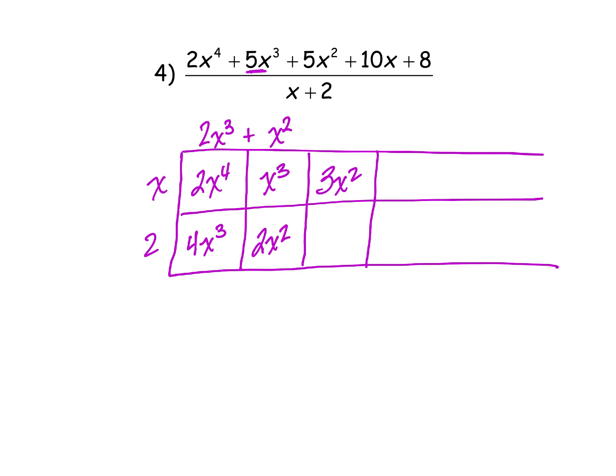And what do I multiply x by to get 3x squared? Plus 3x. And 3x times 2 is 6x. And what do I add to 6x to get 10x? 4x. What do I multiply x by to get 4x? Plus 4. And 4 times 2 is 8. And what do I add to 8 to get 8? 0. So there's no remainder, so there's my answer.